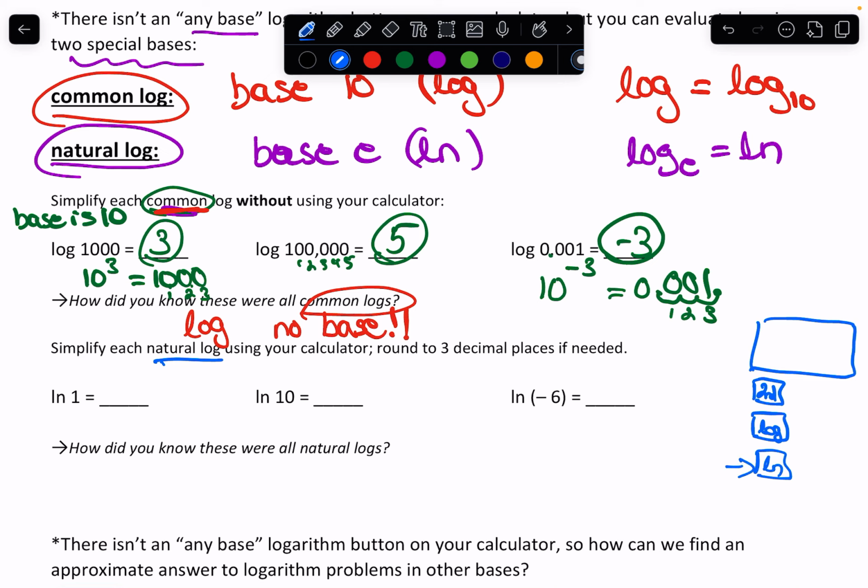You'll press ln, and then you'll press 1. Well, that answer is going to be a 0 because even though we have a base e, any base to the power of 0 is going to equal 1. So we know that that's going to be a 0. Now, for the natural log of 10, you get 2.303. For the natural log of -6, you're going to get a syntax error. That is not possible.